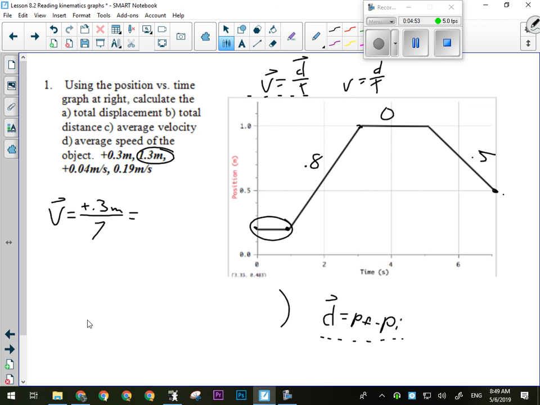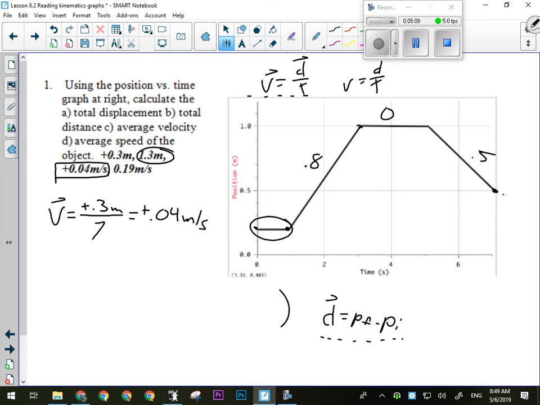Actually, I got the answer right there, so I don't need to plug it in. All right, so that's going to give me positive 0.04 meters per second. Again, velocity is a vector quantity, and it has to have the same direction that our displacement has. Hey, everybody all right with that?